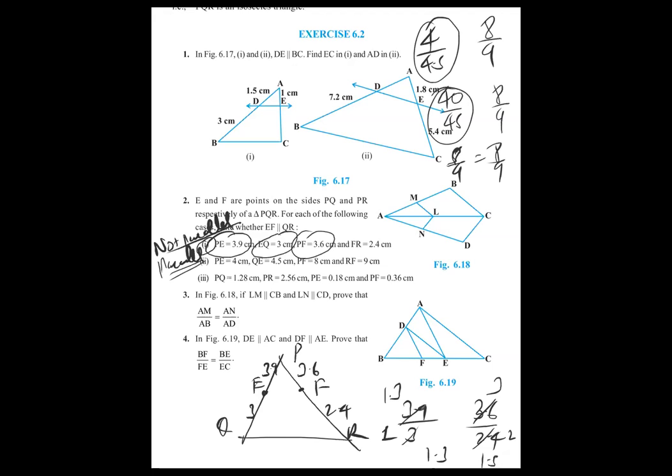Now the second one is okay. Go on, now tell me the third one. Here you have to use the corollary. PQ is given, PE is given, PR is given and PF is also given. You have to use the corollary. Now don't answer for the second one, answer for the third one now. Check properly and answer.